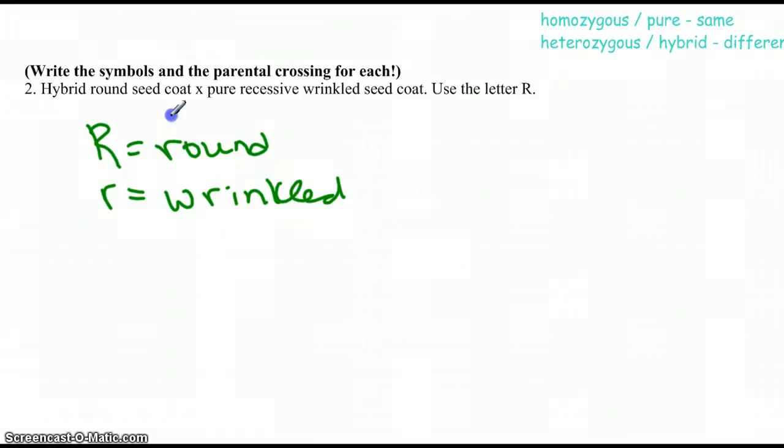Now let me write the parents. First parent, hybrid round seed coat. So hybrid is the same as heterozygous, which means different. So it's going to get one of each letter, so big R, little r, cross with pure recessive wrinkled. Pure, same as homozygous, same letter, wrinkled. My symbol for wrinkled is lowercase r, so I'm going to get two little r's. So there's my parents. Okay, so that's number 2.